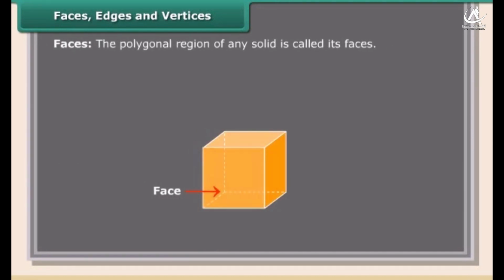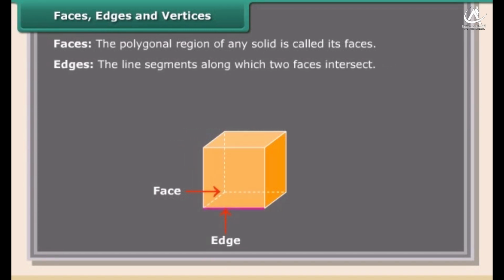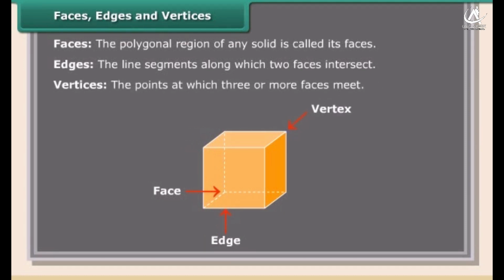Faces, edges, and vertices. Faces: the polygonal regions of any solid are called its faces. Edges: the line segments along which two faces intersect. Vertices: the points at which three or more faces meet.